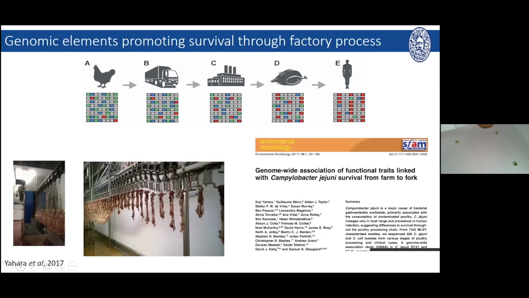So the Shepherd lab, before I started, did some research and found that there are lots of different strains that are associated with different levels through the process. There's an overrepresentation of certain clonal complexes, either found on the farm or found on carcasses or meat in the factory stage, and also separately found in human clinical cases.